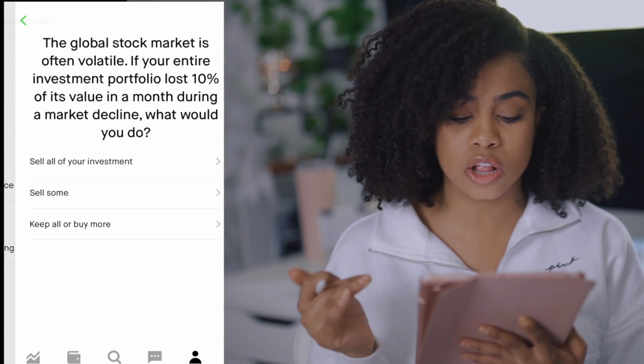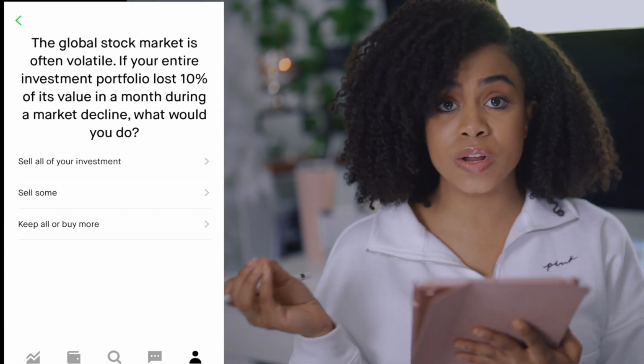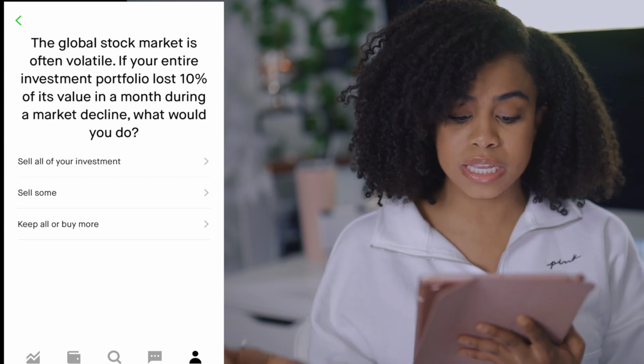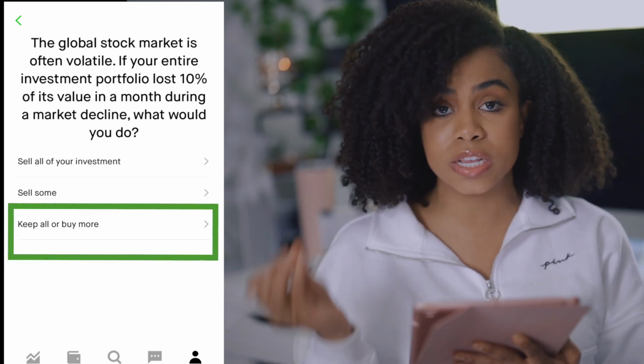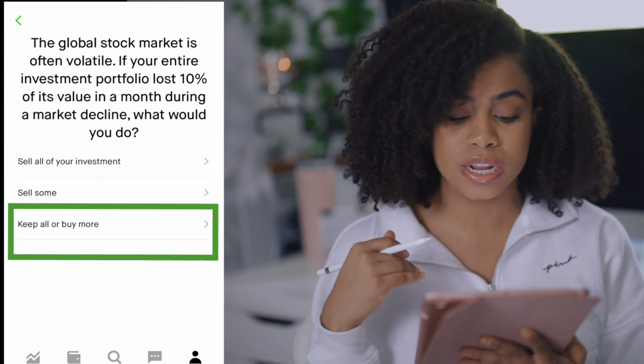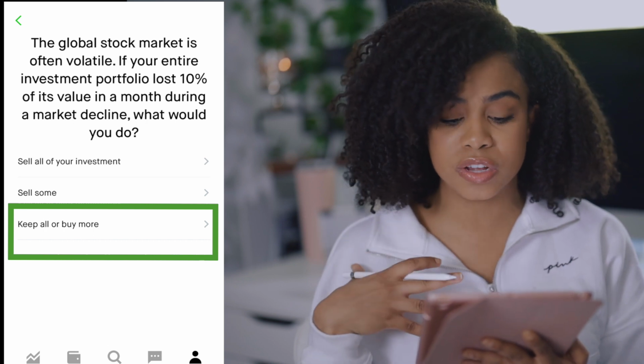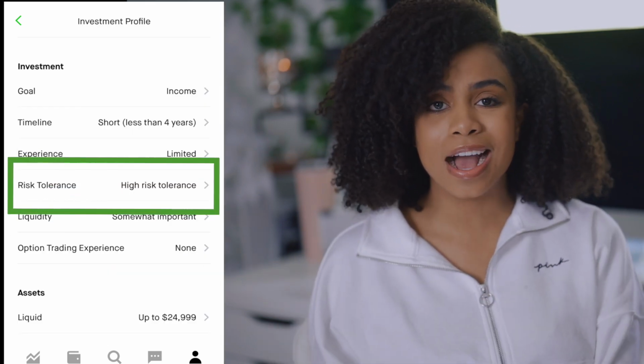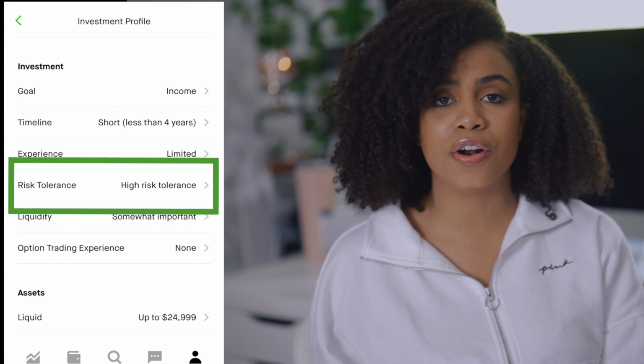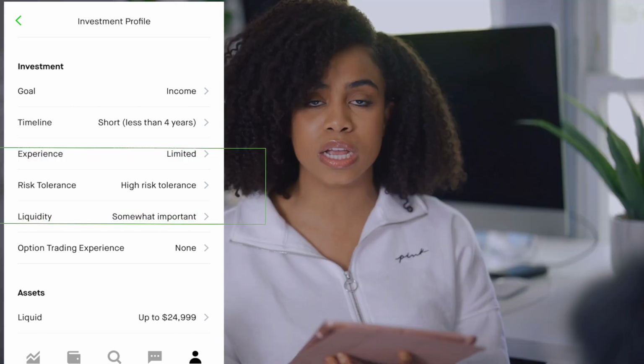Obviously, if you would sell all of your investment, then your risk tolerance is low. If you would sell some of your investment, your risk tolerance is medium. And if you would keep all or buy more, then your risk tolerance is high. So I put high just because mentally I'm aware of what I want to do with my investments. And if a stock or my portfolio goes down, chances are if I have the income on hand, I'm just going to want to buy more stocks when it goes down. But that's a story for a different day.